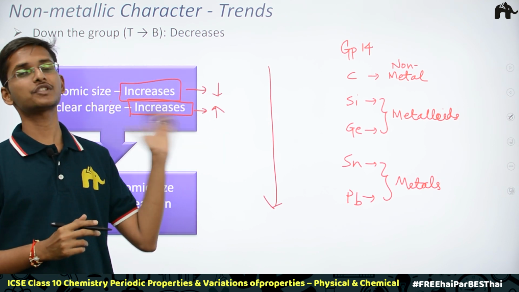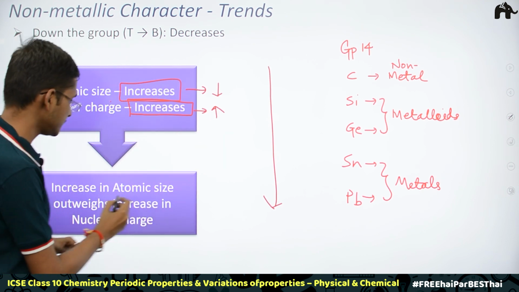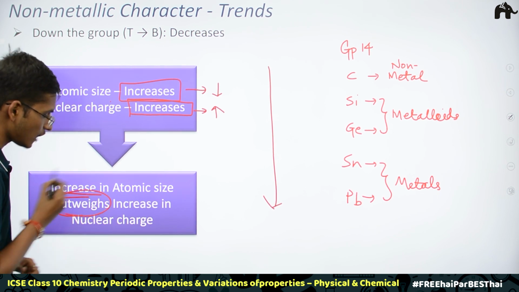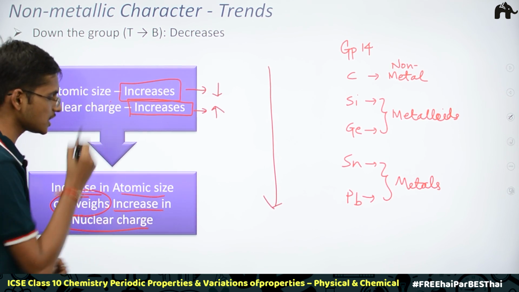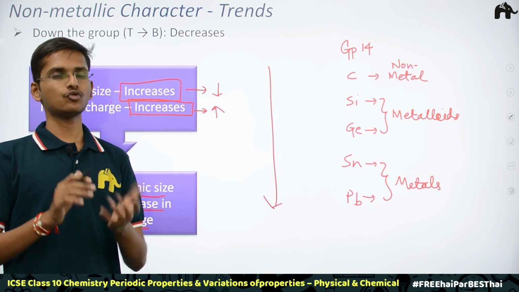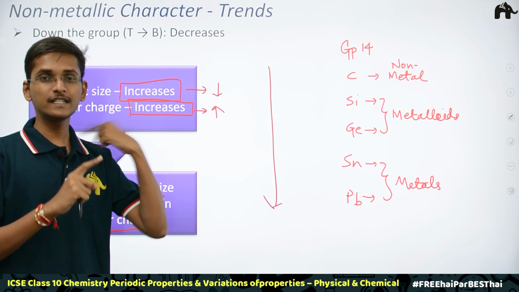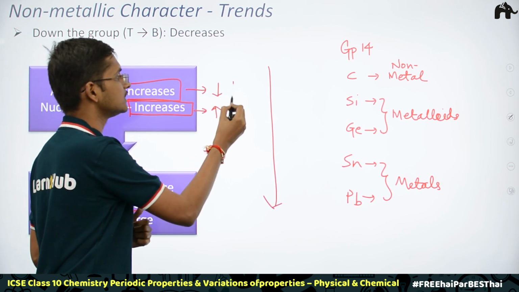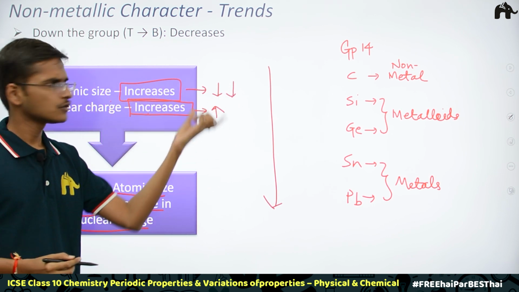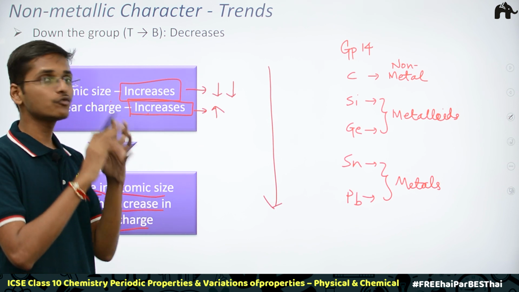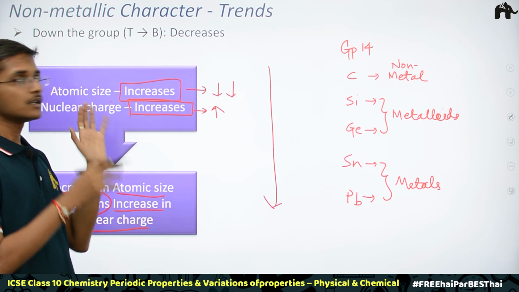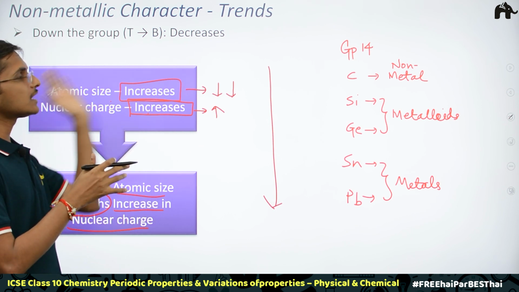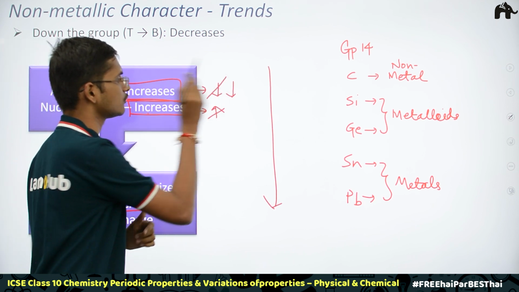Now again the twist in the story: we know that the increase in the atomic size outweighs the increase in the nuclear charge, right? So the effect due to the increase in the atomic size would be more than the increase in the nuclear charge. So I just draw two arrows. Now what would be the net effect? Net effect would be due to the increase in the atomic size, because see here, we would cancel out.